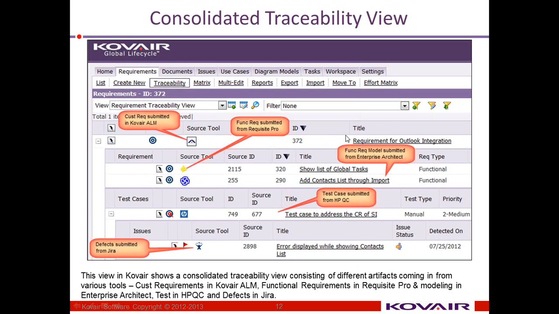So this is a sample traceability view from the Kovair application, where you can see different artifacts in a tree kind of structure, where the first one is a requirement defined in Kovair. Next level, we see a Requisite Pro requirement, an Enterprise Architect model, and some test cases from Quality Center, and some defects from Jira. So this is a real snapshot from the Kovair product, where you can see the data integrated from across all the tools.